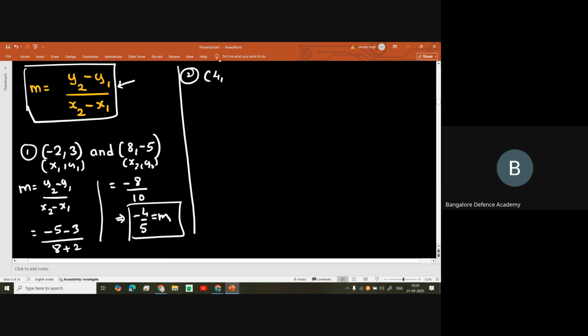Find the slope of the line with the points they have given, 4 comma minus 3 and 6 comma minus 3. Find it out.